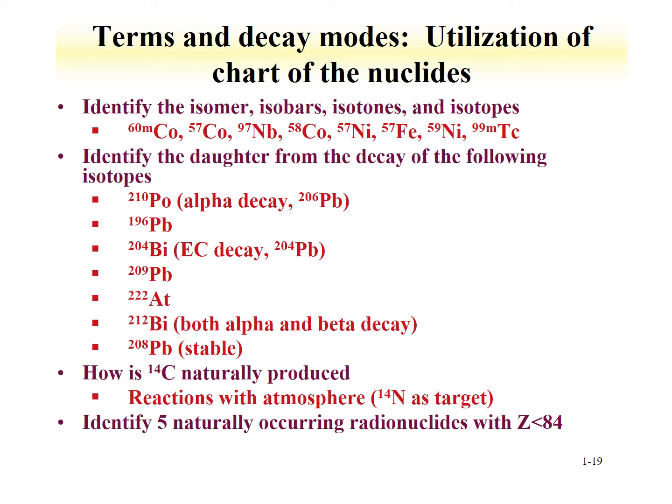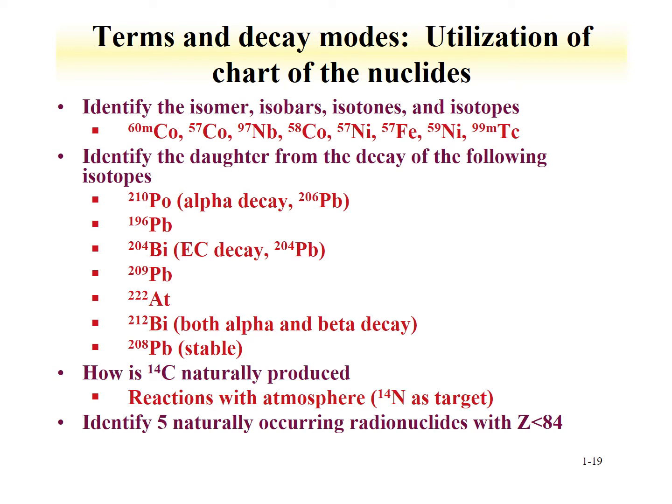You should be able to identify the daughter from the decay of the following isotopes. So for instance, polonium-210, you should be able to go to the chart of the nuclides, see that it decays by alpha, that goes to lead-206. You should be able to look at these other isotopes and identify those. For instance, bismuth-212 has both alpha and beta, so it decays by alpha and beta, certain percentages. And then you should be able to identify that lead-208 would not decay. It's in fact stable because it's gray.